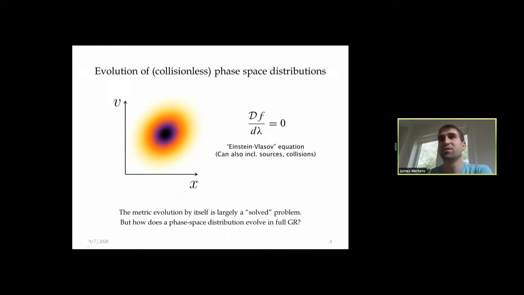So the equation we're going to try and solve is this one right here, which is the Einstein-Vlasov equation. So we have some phase-space distribution given by this variable f. And this just says that the phase-space density is going to be conserved along geodesics, basically. So I can take this distribution of it along geodesics and it'll remain conserved. And so, as we've heard earlier today, the metric evolution itself is a fairly well-known and solved problem. This has been the work of numerical relativity over the past number of decades. But looking at the metric in conjunction with especially a collisionless phase-space distribution is, I think, a bit less well-trodden.